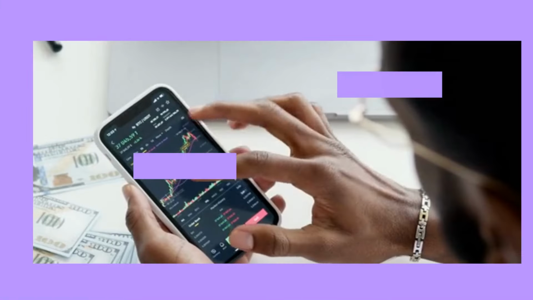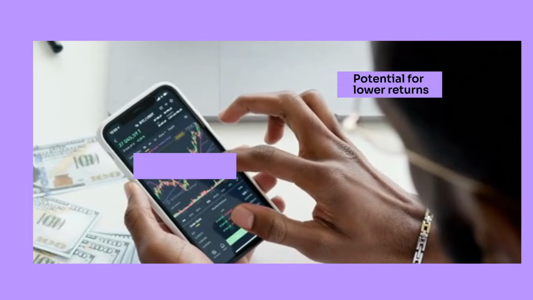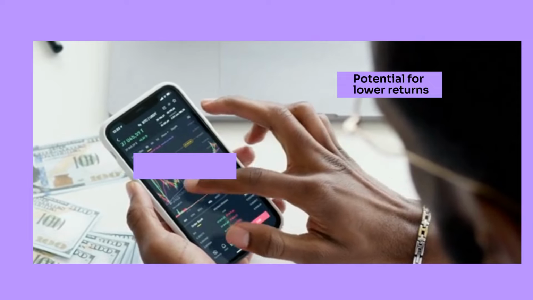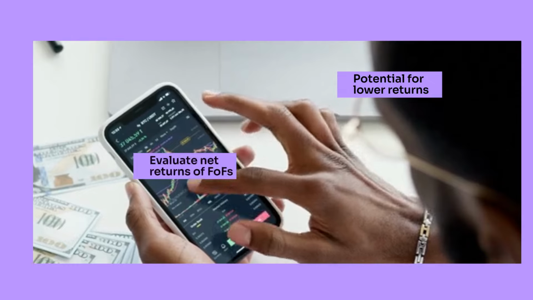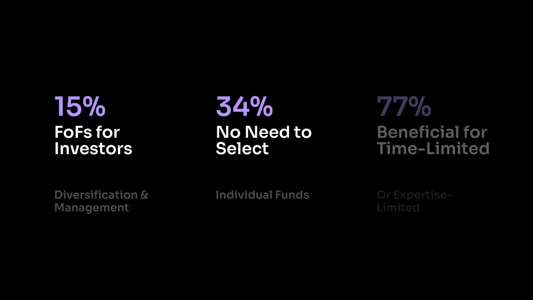Another consideration is the potential for lower returns due to the higher expense ratios. The additional fees can eat into profits, making it essential to evaluate the net returns of FOFs. FOFs are suitable for investors seeking diversification and professional management without the need to select individual funds. They are particularly beneficial for those with limited time or expertise.